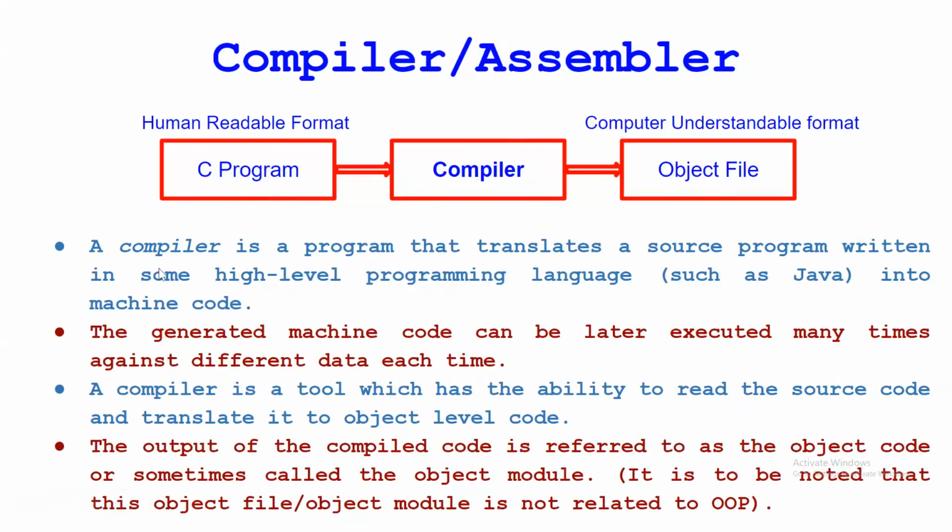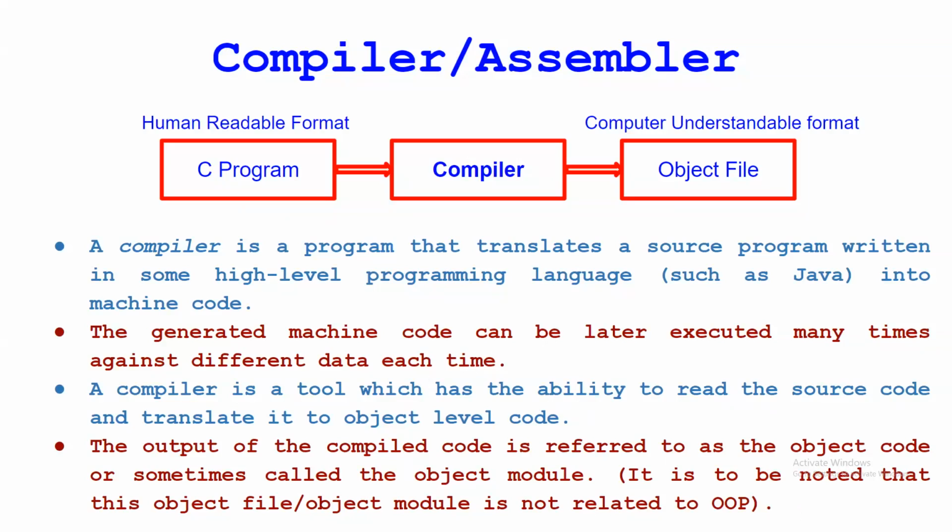So what is a compiler? A compiler is a program that translates a source program written in some high level programming language such as Java or C or CPP, to machine language or machine code, right? So as I said, it is used to convert the high level language program to machine level language program. The generated machine code can be later executed many times against different data each time. Already I just told you, once we create the exe, we can run that exe any number of times for different data. And the example I had considered is the addition of two numbers.